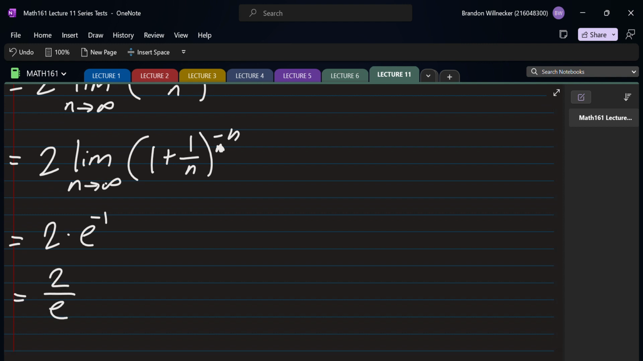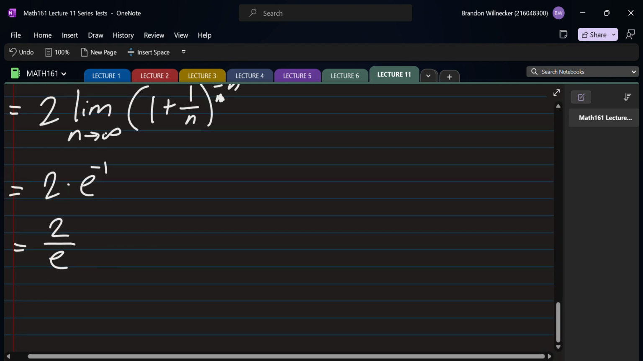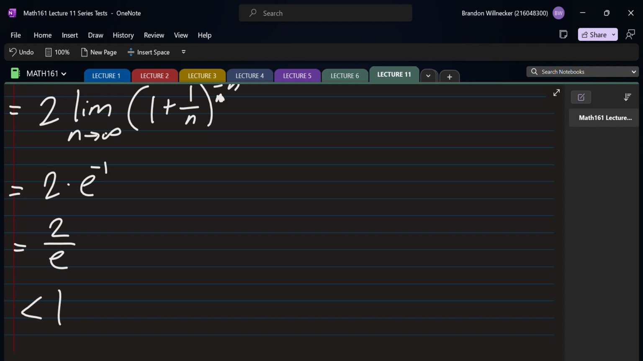Okay, now you don't need to know the exact value of e, but here we do need to know that it is above 2. Okay, so it's 2 point something, which means we've got 2 divided by something bigger than 2, which means it's less than 1. Okay, remember for the ratio test, we're looking for if it is less than 1. If it is less than 1, then we know it converges.